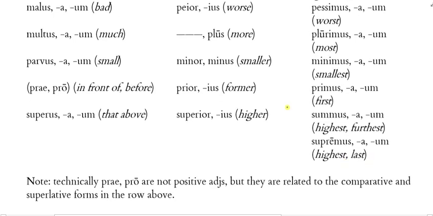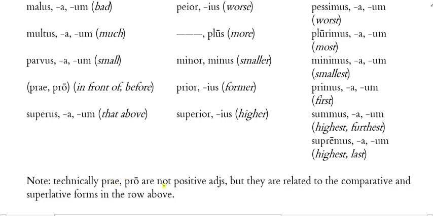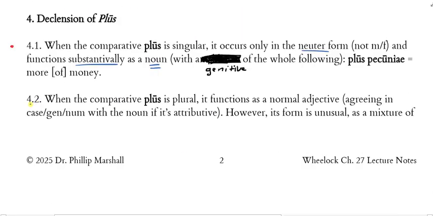Now, technically, the forms pri and pro are not positive adjectives, all right? So you won't see them with different case, gender, number forms, but they are related to the comparative adjectives that we see here and here, the comparative and superlatives. And so that's why Wheelock gives those to you in the chart.